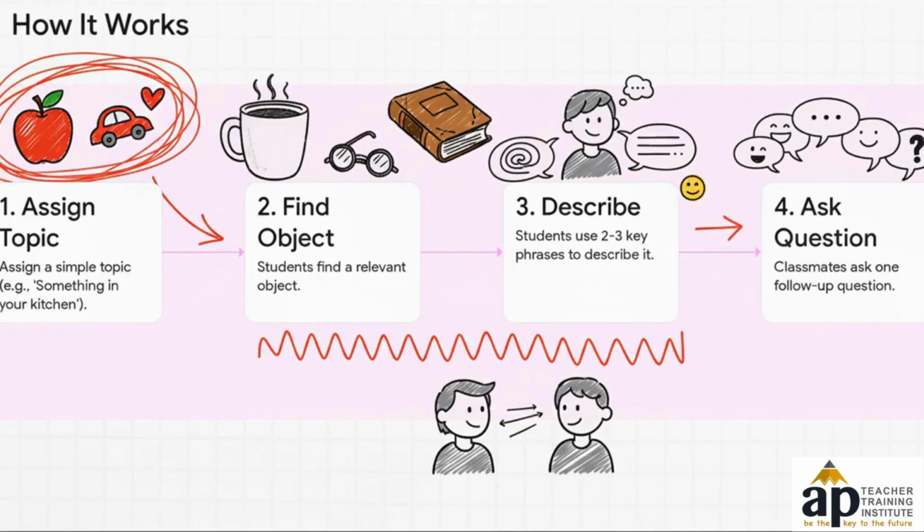And check out how simple this is to run. You just give a topic, something easy like find something red or show us your favorite mug. They run and grab it. Then, and this part is crucial, you give them a simple sentence structure to use. This gives them the scaffolding and the confidence to actually speak. And that last step, classmates asking questions, that's where the magic really happens. It encourages them to listen to each other and starts that natural peer-to-peer conversation.